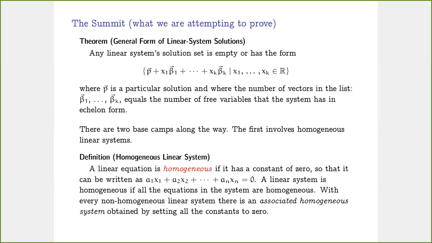Okay, there are two intermediate steps, two base camps along the way. The first involves homogeneous linear systems. Let's review the definition. A linear equation is homogeneous if it has a constant of zero, so that it can be written as a linear combination equals zero. So the right-hand side constant in a usual equation can be anything. For a homogeneous system, it has to be zero. A linear system is homogeneous if all the equations in the system are homogeneous. Given any non-homogeneous linear system, there's an associated homogeneous system obtained by setting all the constants to zero.